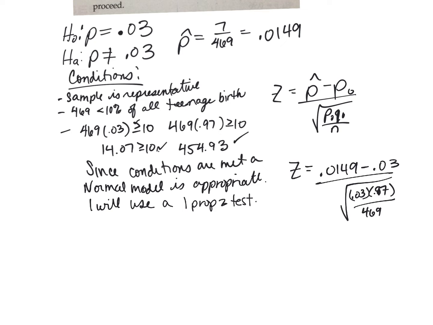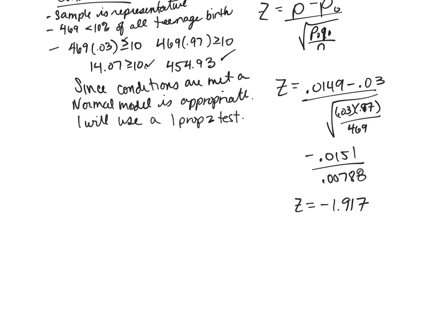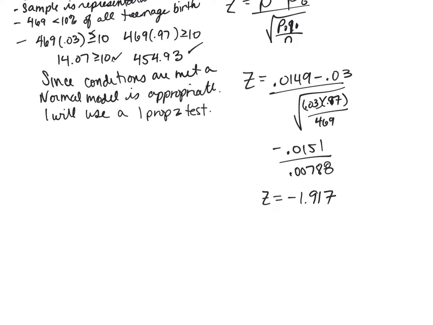So this top is negative 0.0151. And the bottom, 0.03 times 0.97 divided by 469 is 0.00788. And I get the z-score is negative 1.917. Remember that this is called what? The z-score is called the test statistic. Okay. It's called the test statistic.